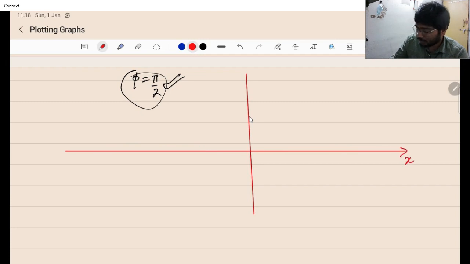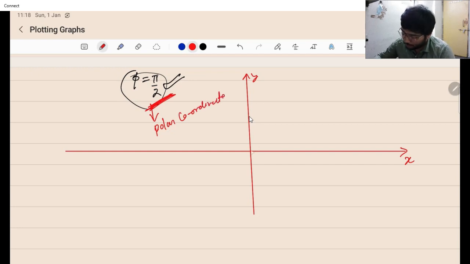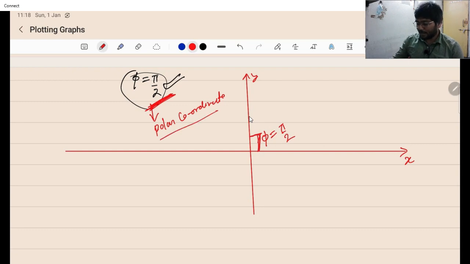This is the x axis, this is the y axis. It says that the angle phi, which is the polar coordinate, is constant. So phi equals pi by 2. This angle phi equals pi by 2, the polar coordinate, is the angle from the x axis. So from the x axis the 90 degree angle is this. So this is actually the equation of the y axis.